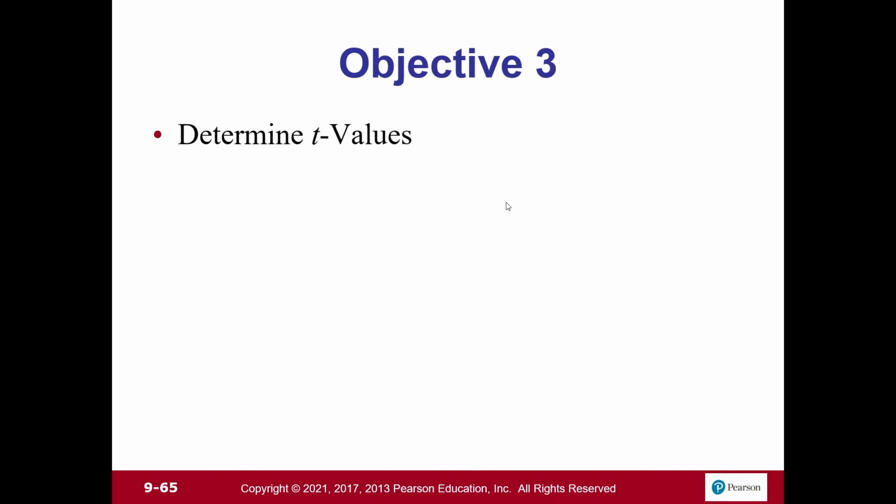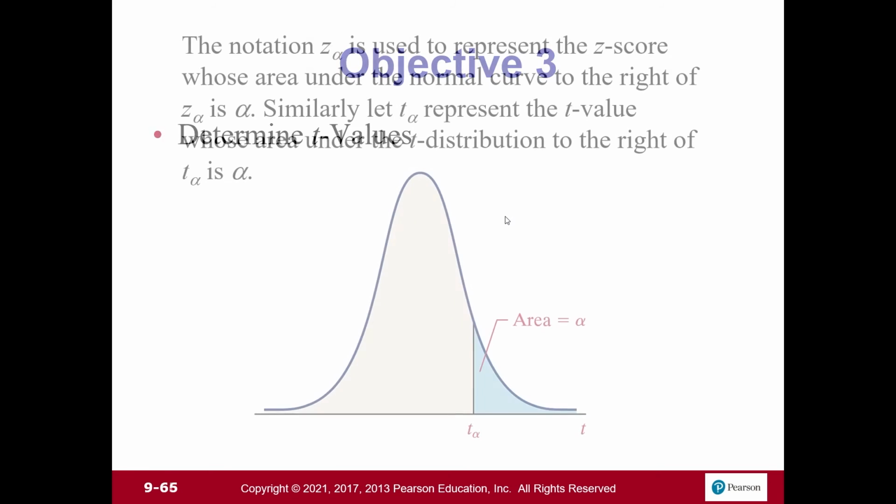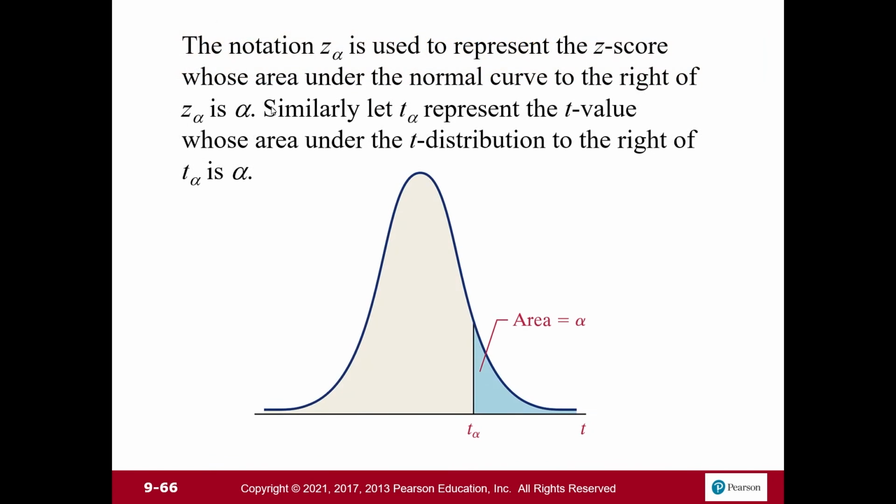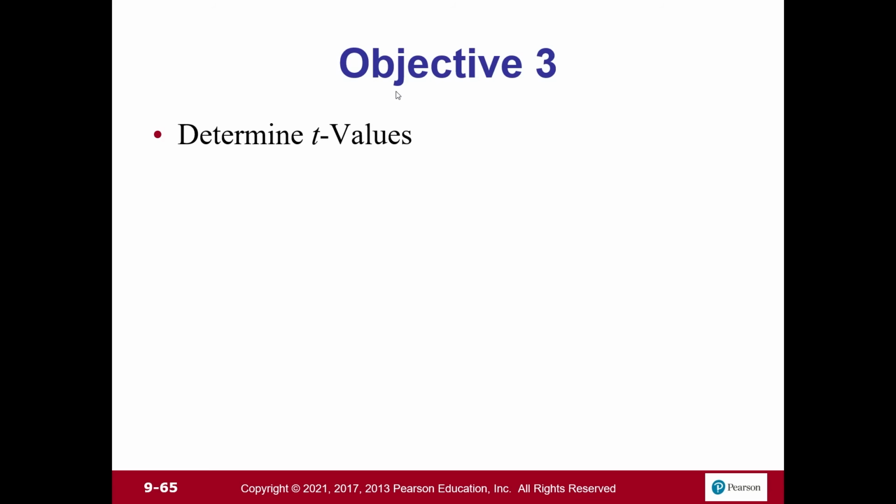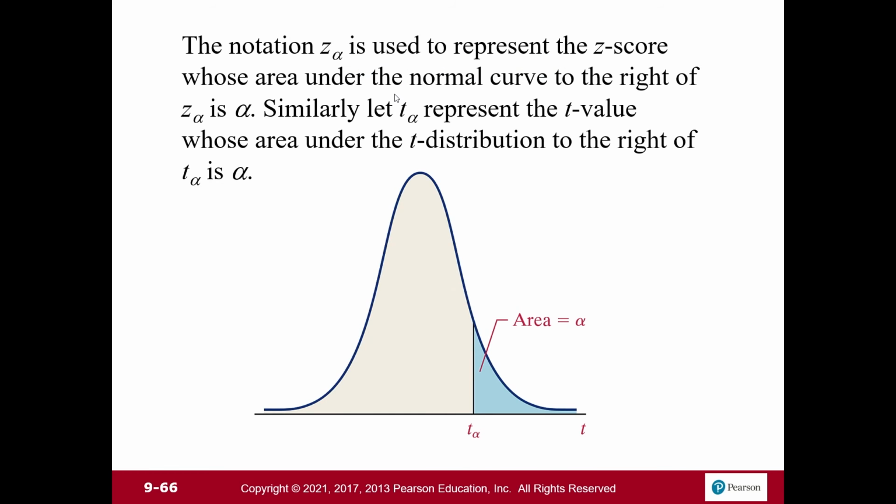So here in this third objective, we're going to be determining the t-values, and here we will be using this notation. Z sub alpha represents the z-score whose area under the normal curve to the right is alpha. And similarly, t sub alpha represents the t value whose area under the t distribution to the right of t sub alpha is alpha. So it works the same way. We treat it the same way.